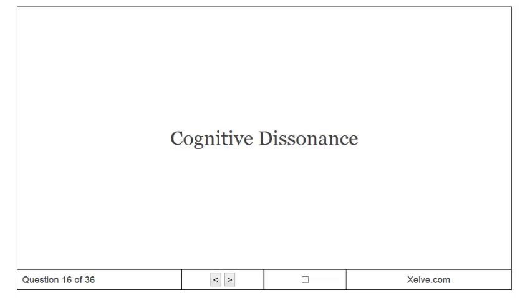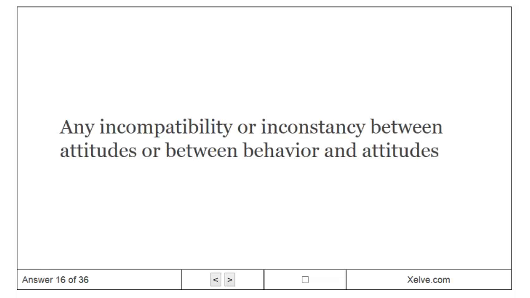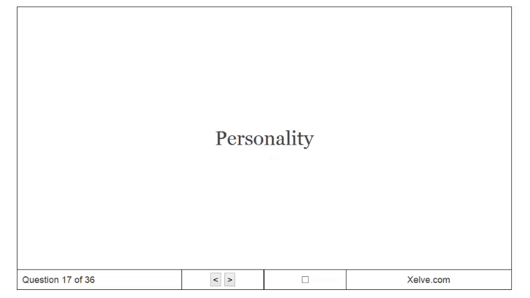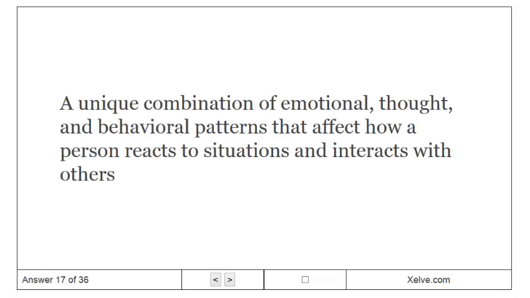Cognitive dissonance. Any incompatibility or inconsistency between attitudes or between behavior and attitudes. Personality. A unique combination of emotional, thought, and behavioral patterns that affect how a person reacts to situations and interacts with others.